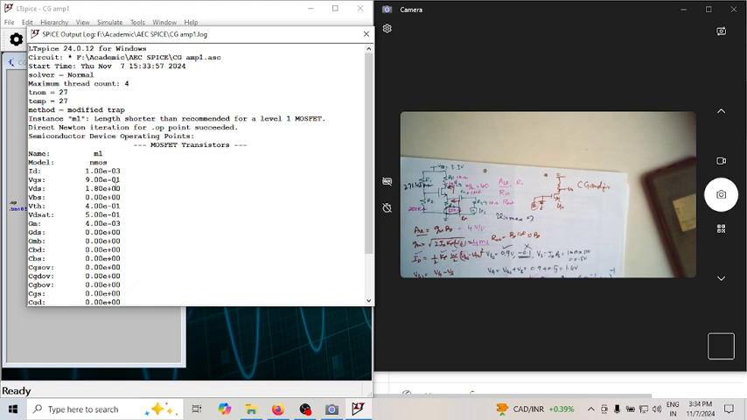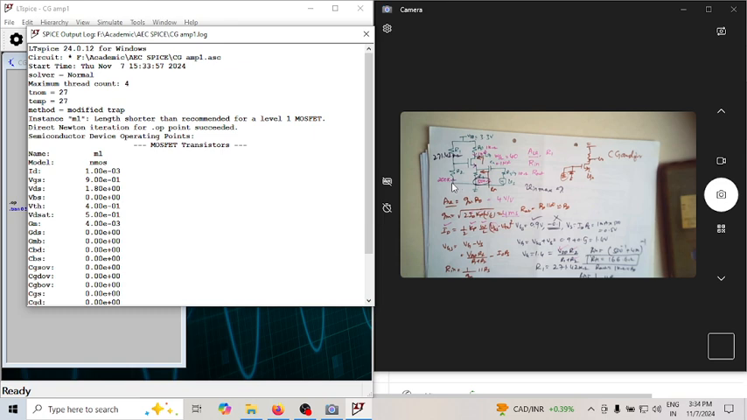If you see the output log, can you see the current ID is equal to 1 milliampere as expected here? So we expected a current of 1 milliampere here. And then the VGS is 0.9, that is 9 into 10 power minus 1, which is 0.9. And can you see GM is 4 milli? These are the specifications.